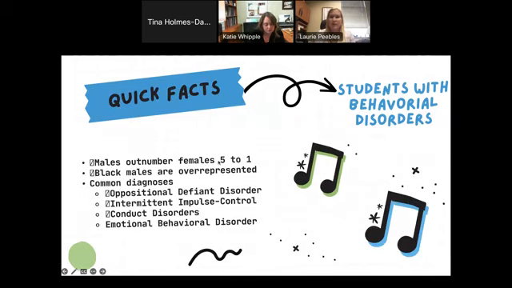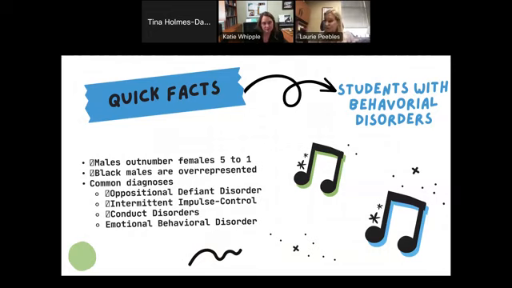males outnumbering females 5 to 1, I want to point out that males with behavioral disorders tend to have externalizing behaviors, and females tend to have internalizing behaviors. So I want to stress that it's potentially not that males are more likely to have behavior disorders. It's truly just that males are going to be diagnosed with behavioral disorders quicker and more frequently than females because it's more likely to be an externalizing behavior versus internalizing.